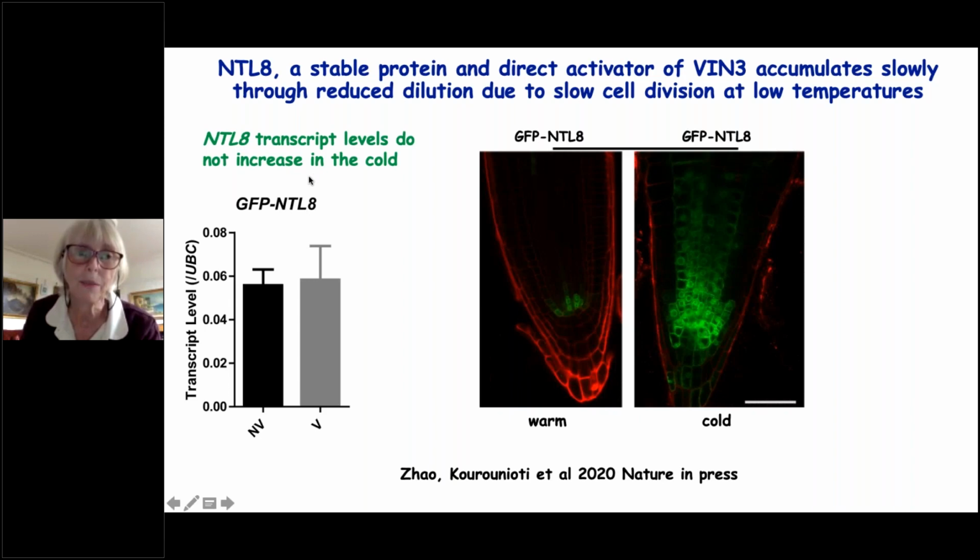It doesn't actually affect the protein expression. But when we look at a GFP fusion, what we find is in the warm, this protein is mainly expressed in the meristem. But in the cold, it accumulates. And through a great combination of computational modeling and experimentation, what we found is that this slow increase in NTLA8 accumulation is not an effect on its expression, but because it's a very stable protein, it's through reduced dilution due to slow cell division at low temperatures.